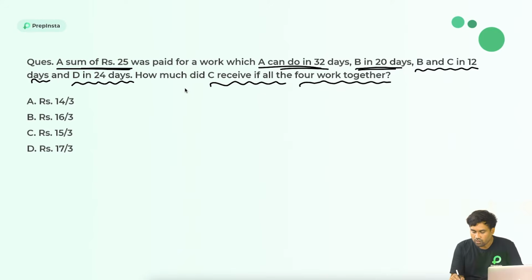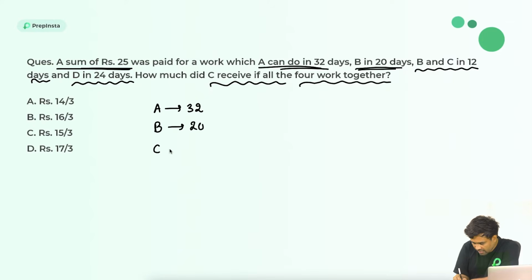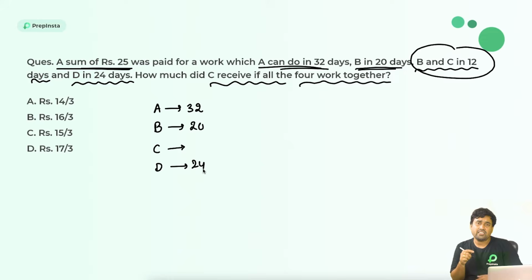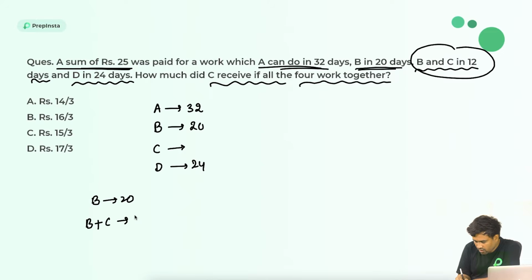So in order to find how much amount is paid to C, first we need to find how much work C is doing per day, right? But here they have given A is doing in 32 days and B is doing in 20 days, and C and B together they have given, right? So hold it for a second, and D is given for 24 days. If you find C in how many days, you can easily find these type of answers. So see, B is doing in 20 days and B plus C is doing in 12 days.